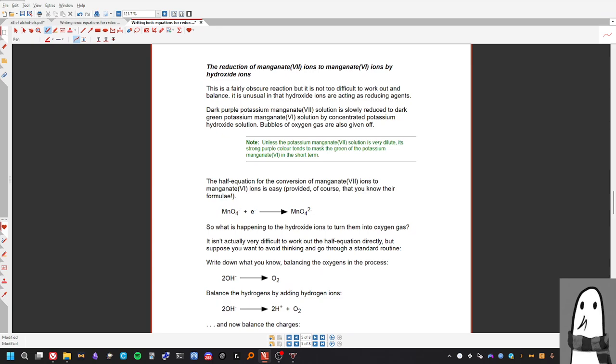Dark purple potassium manganate solution is slowly reduced to dark green potassium manganate solution by concentrated potassium hydroxide solution. So your OH ions are going to be coming from your potassium hydroxide solution. Bubbles of oxygen gas are also given off. So, unless the potassium manganate solution is very dilute, its strong purple color tends to mask the green potassium manganate in the short term.